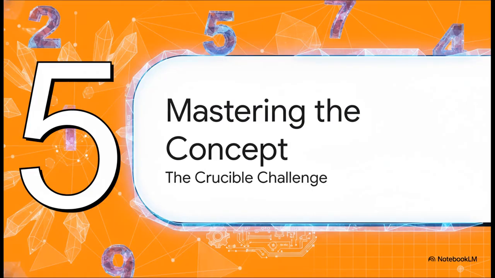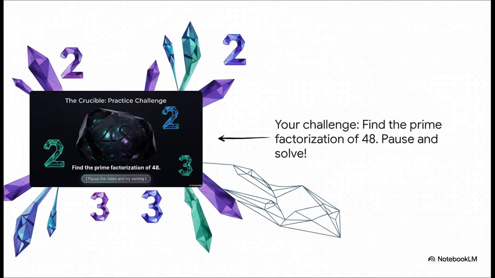All right, now it's your turn. We've gone through the theory, we've walked through the examples. I think you're ready. It's time to test your understanding with a little challenge. Here is your challenge. Find the prime factorization of 48. Go ahead and pause the explainer, grab a piece of paper, and try to solve it. I'll be right here with the solution when you're ready.